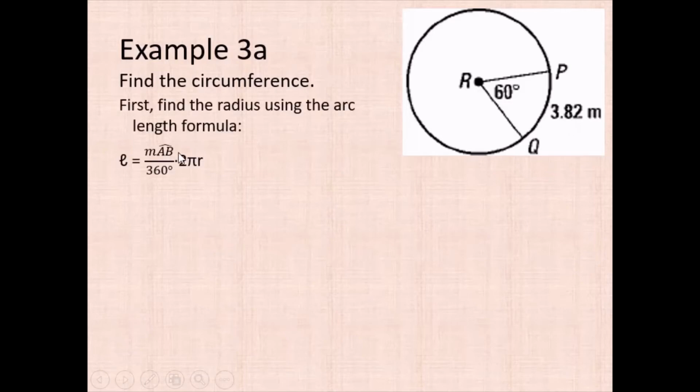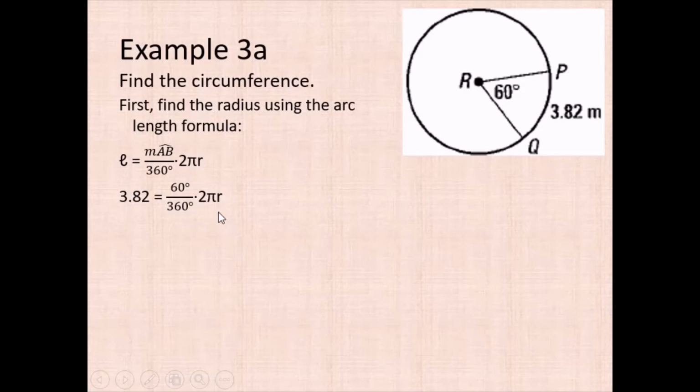So let's take a look at that arc length formula. L is MAB over 360 times 2 pi r. I don't have r, but I do have the arc length. That's the 3.82. And I do have MAB, because that's 60. So I'm going to plug those in, 3.82 for L and 60 for MAB. And now I've got an equation with all numbers except for the r. So it's something I can solve out.